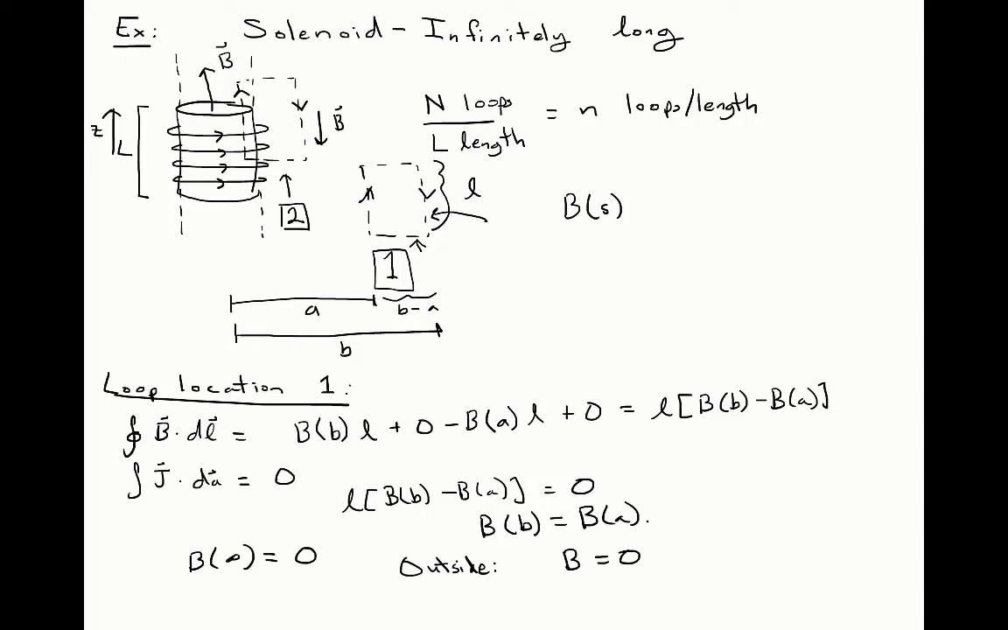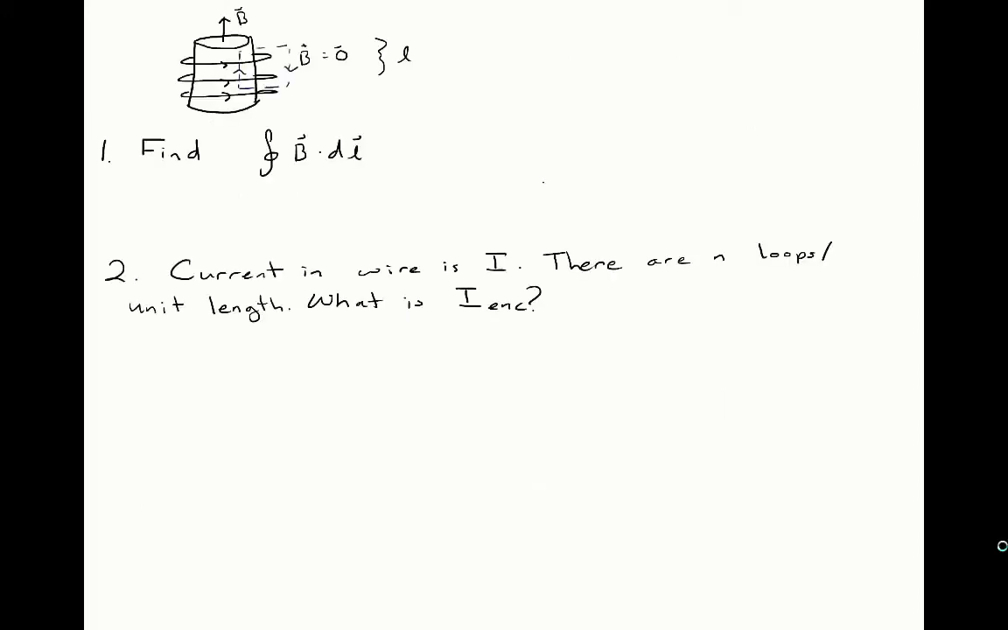Okay, now let's do inside. This one I think you can do on your own. I'll resketch it again on the next page for convenience. So now I want you to work this out for the inside loop, that loop I called number 2 before. Half of this loop is inside the solenoid, half of the loop is outside the solenoid. And remember, this loop has a height L. I want you to find the path integral around this loop, and it's going clockwise. And then I want you to find the total current enclosed by that loop.